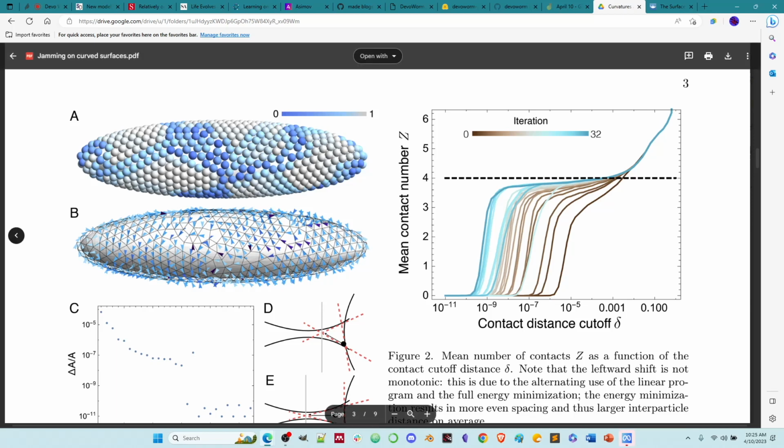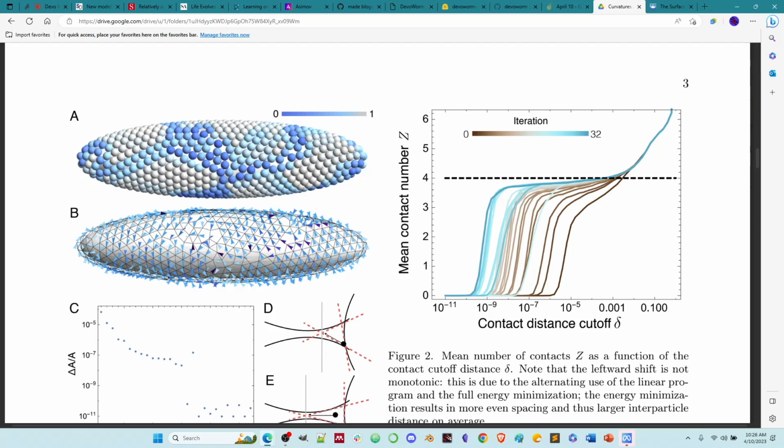Some of these are highly ordered. So if you remove a particle from this part of the packing, it doesn't have any effect. If you remove a particle from this blue part of the packing, it has a bigger effect. But they're all going to be moving in a certain way so that they become unjammed.